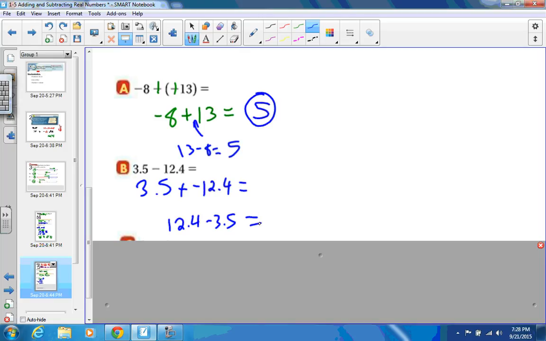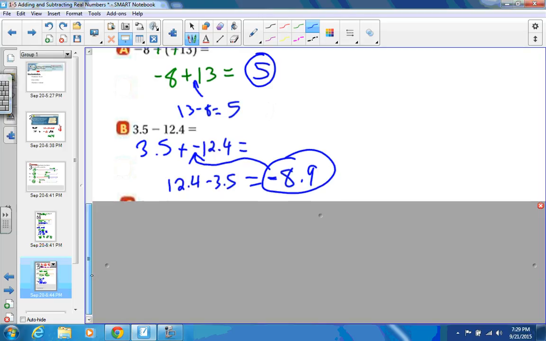And if you need to use a calculator or write it out, you can. For this one, I think you end up getting 8.9. So yeah, yep, I think that's 8.9. And you look at what's the bigger one had the negative sign. So we're gonna make this a negative answer.